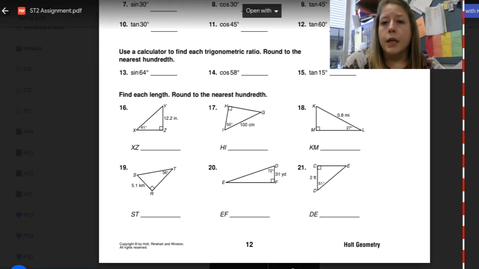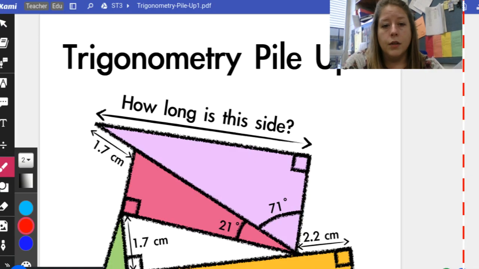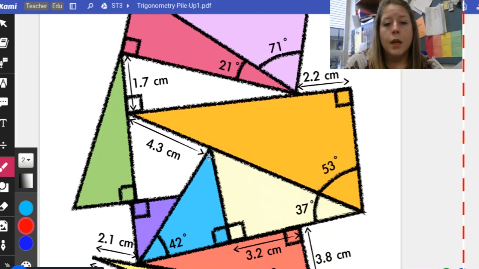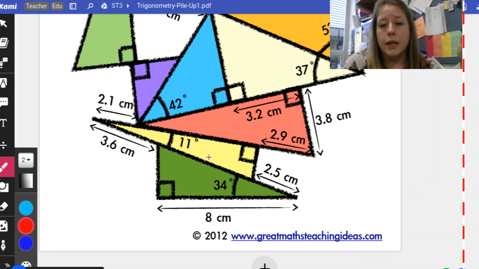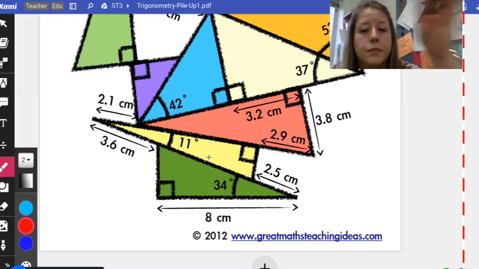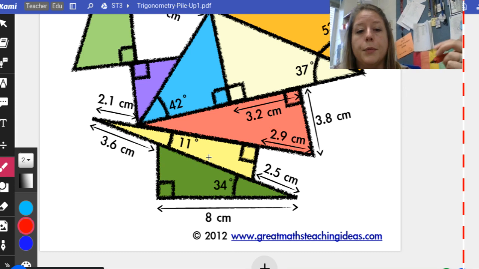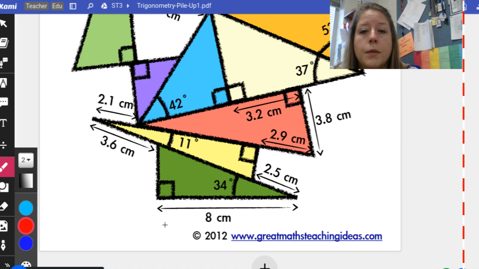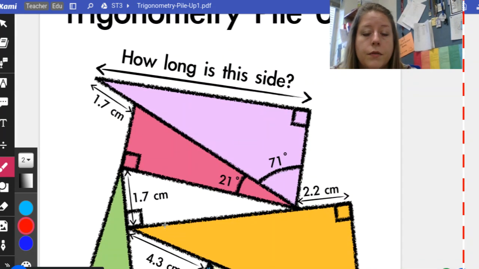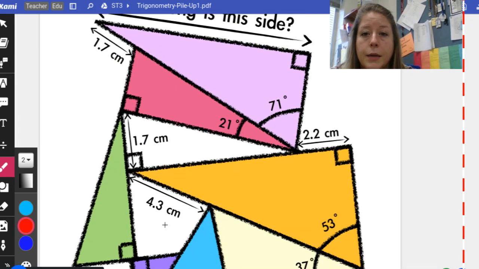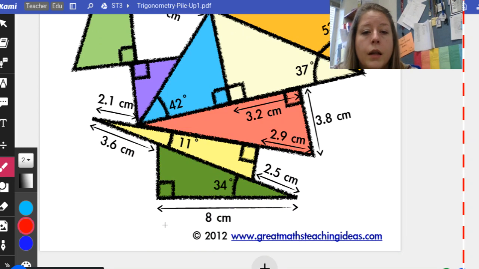The other thing we're working on today is this activity called the trig pile-up. This is all about finding the missing sides of right triangles using trig ratios that we just learned, except you have to keep building it up. So you're going to start at the bottom and work your way up, and the goal is to find how long the side of that light purple triangle is. So we're going to start at the bottom.